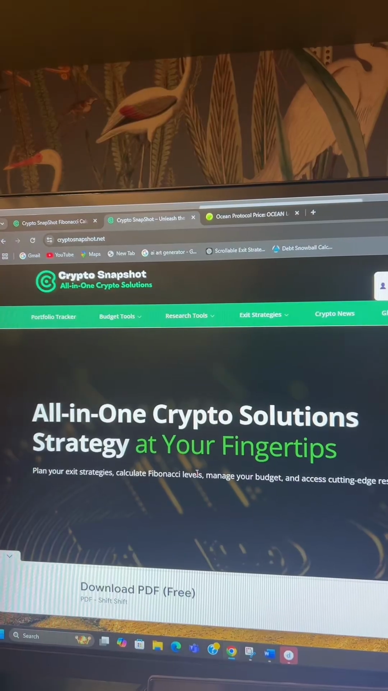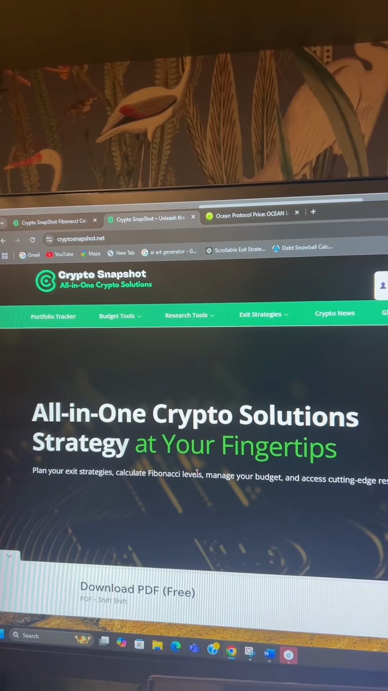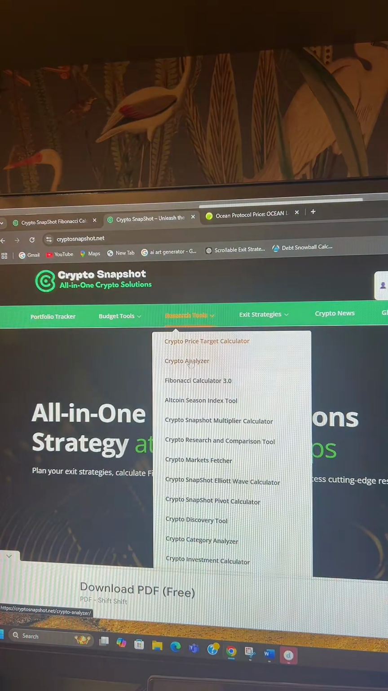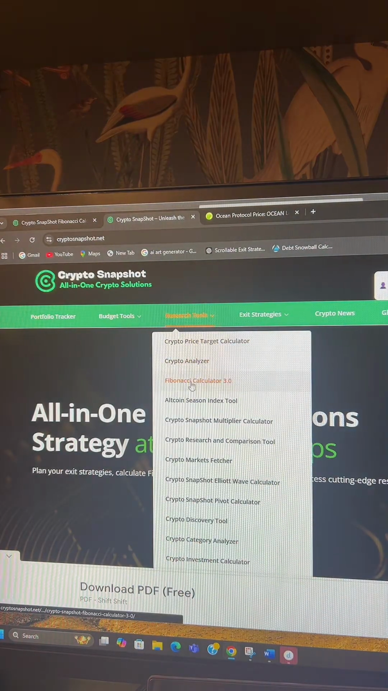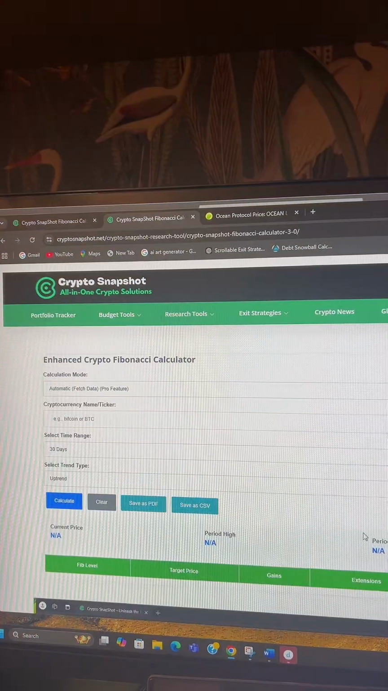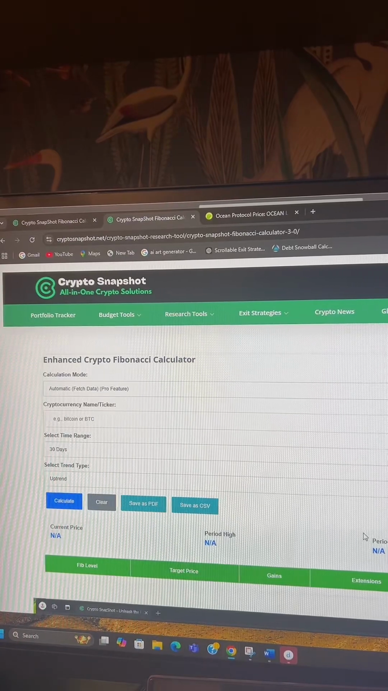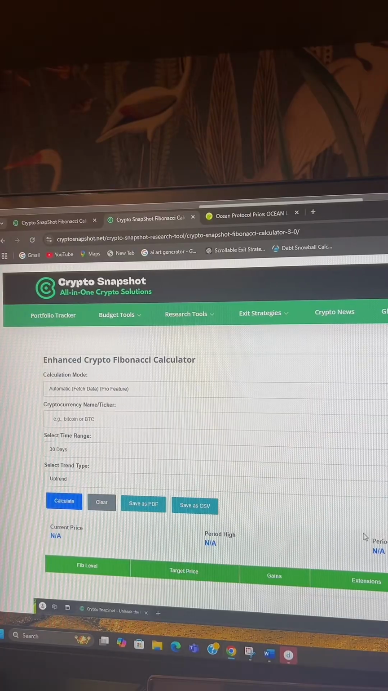Okay, we're on my website, cryptosnapshot.net. If you haven't been here yet, you should really just check it out. It's your all-in-one crypto solutions website. It's got a portfolio tracker, budget tools, research tools, exit strategies, crypto news, etc. So we're going to come under the research tools and go down to the third tool available, Fibonacci Calculator 3.0. This is a really cool tool that lets you do a Fibonacci just like you would do on tradingview.com, but it puts it in a nice, neat, organized table and it's easy. Anybody can do it.